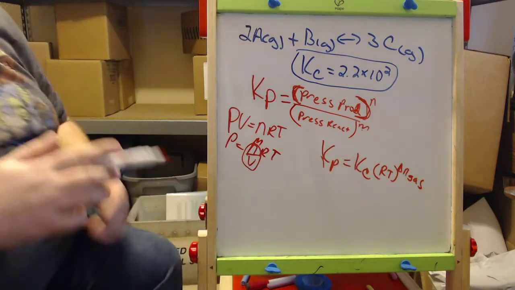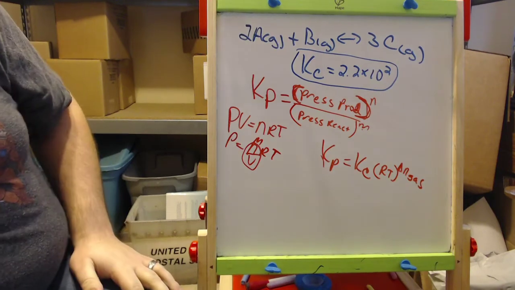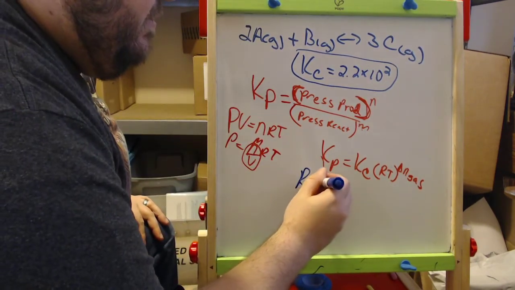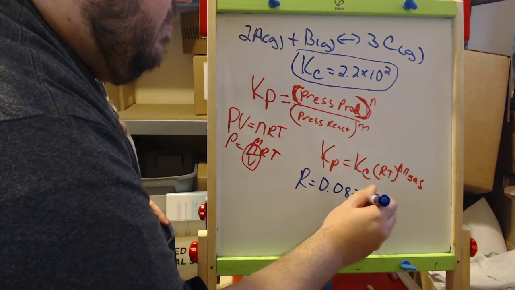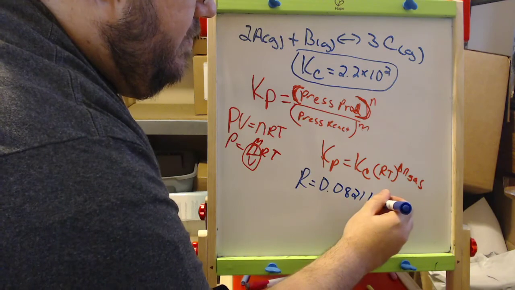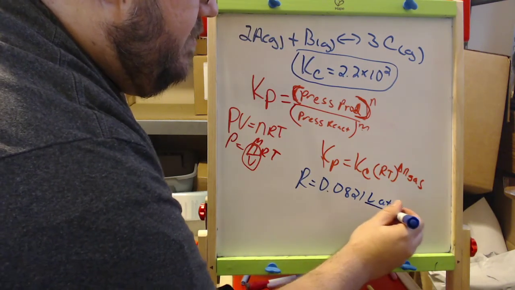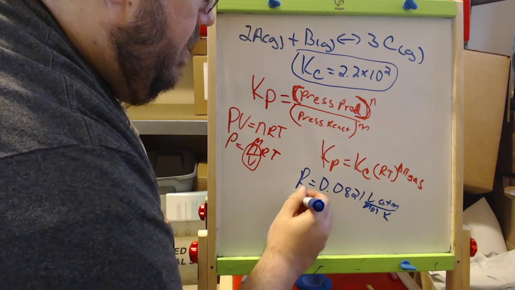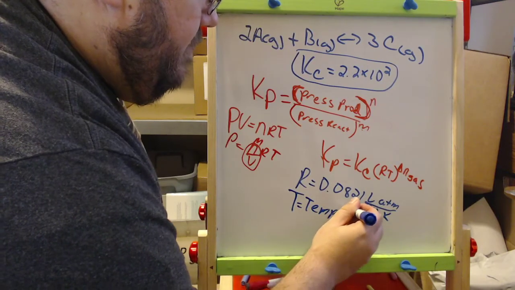So what do all these variables mean? Well, Kp, again, constant. Kc, constant. R is your ideal gas constant, the 0.0821. Okay, now we're back to this one. We use the other one in the kinetics part, liters atmospheres per mole Kelvin. Therefore, my T is my temperature. It has to be in Kelvin.